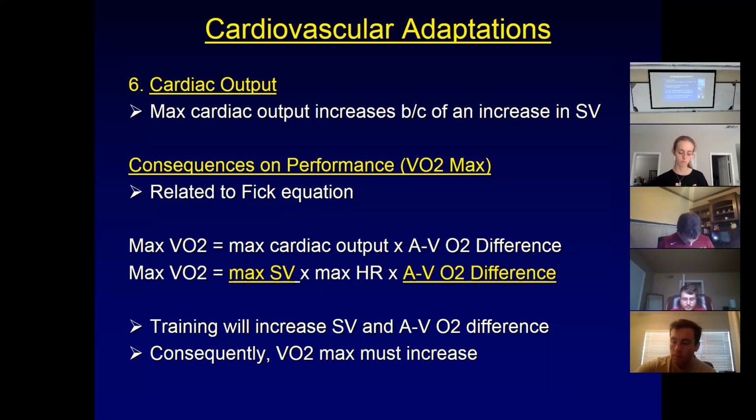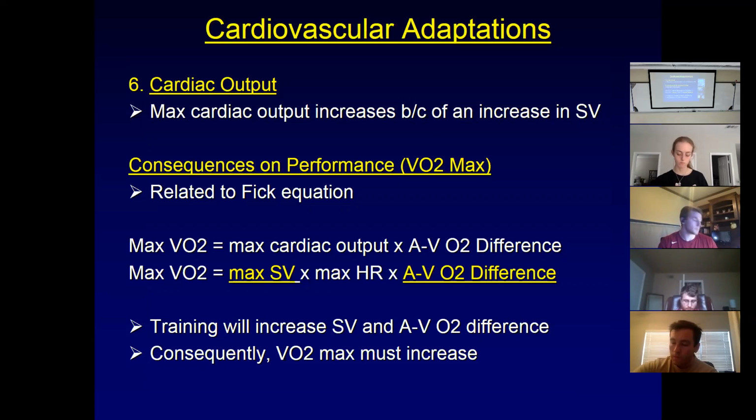If we can't, only a very small amount. But because stroke volume can go up, once we've trained, cardiac output can go up, or maximal cardiac output can go up. Okay? And because stroke volume has gone up, people that are better trained can produce the same cardiac output out of a lower heart rate than a person that is untrained.